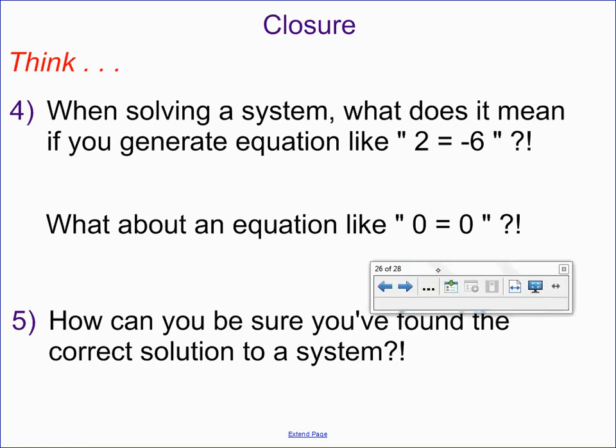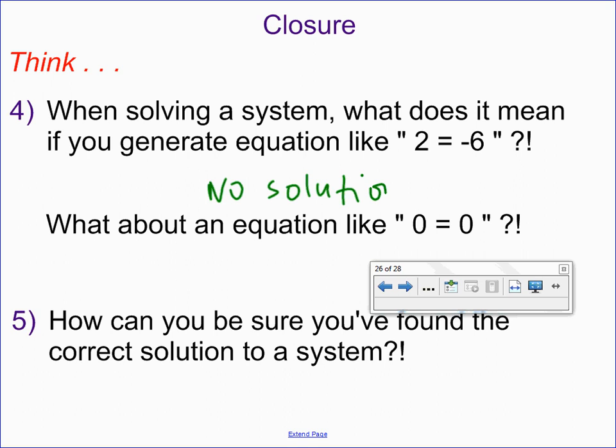When solving a system, what does it mean if you generate an equation like 2 equals negative 6? Right? What's that telling you? Jarrett? No solution. So this equation is sometimes true, always true, or never true. 2 never equals negative 6. And so that's your algebraic indication that there are no solutions. Good job. Raise your hand if you had no solutions for that first one in number 4. No solutions? Good. Thank you.